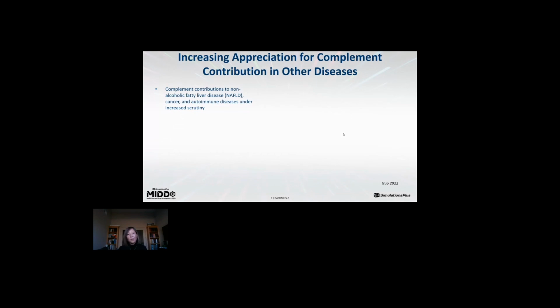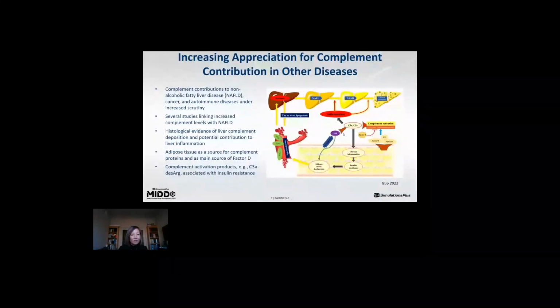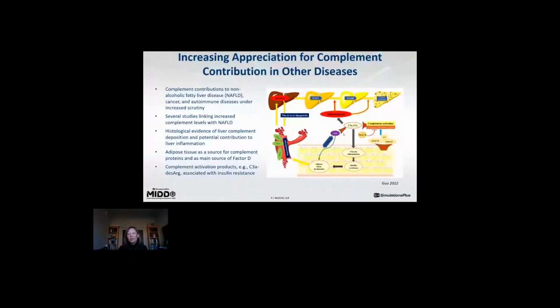To illustrate this, we have a graphic of non-alcoholic fatty liver disease. There's histological evidence of complement deposition in the liver. We know that this is a metabolic disease, but adipose tissue turns out to be a major source of complement proteins.